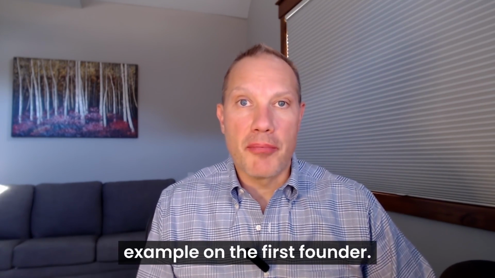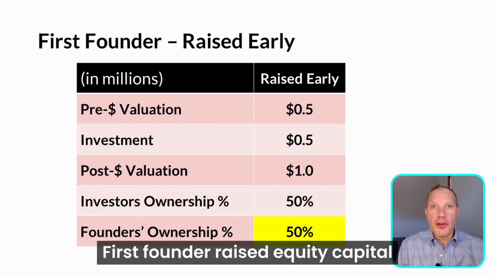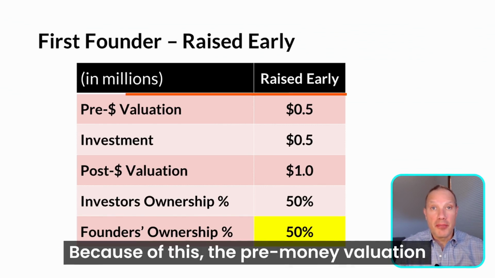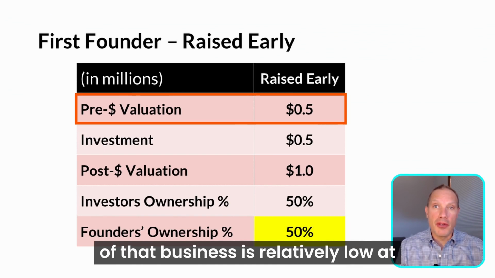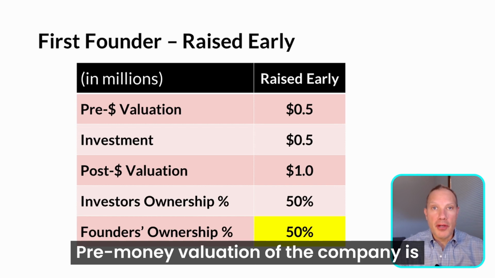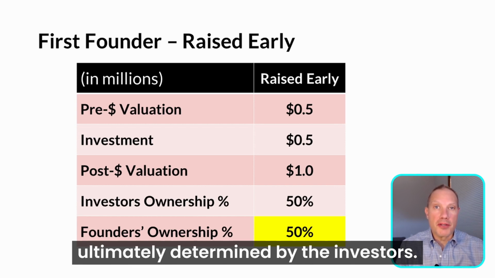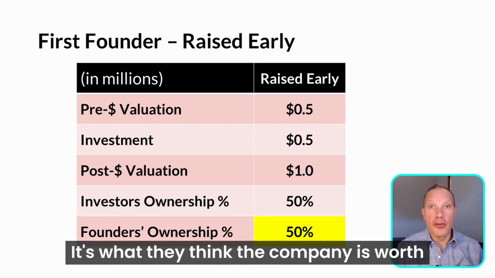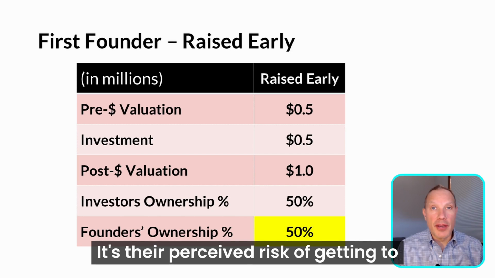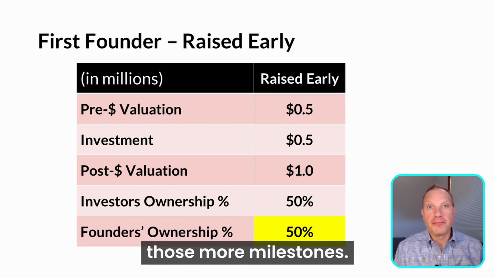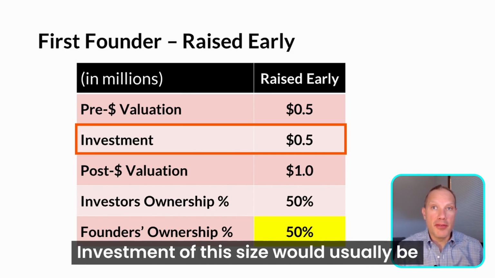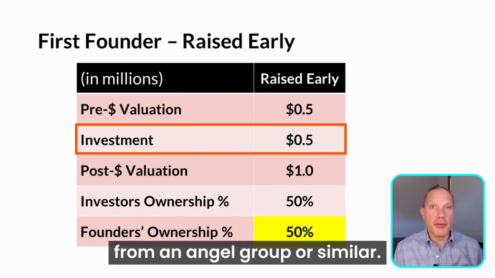Now let's get back to our example on the first founder. The first founder raised equity capital before the company had achieved many milestones. Because of this, the pre-money valuation of that business was relatively low at $500,000 in this example. Pre-money valuation of the company is ultimately determined by the investors. It's what they think the company is worth based on milestones achieved to date. It's their perceived risk of getting to those more milestones. The investment itself was $500,000. An investment of this size would usually be from an angel group or similar.